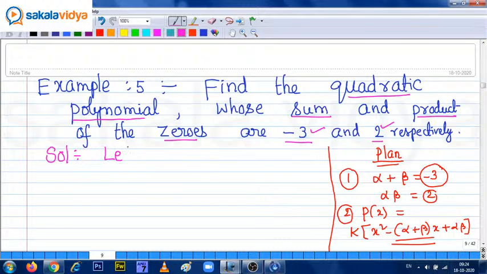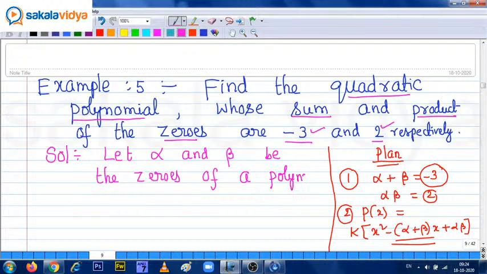First write down like this. Let alpha and beta be the zeros of a polynomial. This is the first step. Next step is we have alpha plus beta equals to -3. This one. Product of the zeros, alpha beta is equal to 2.